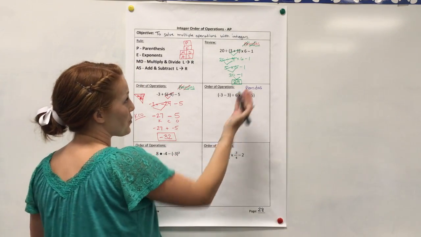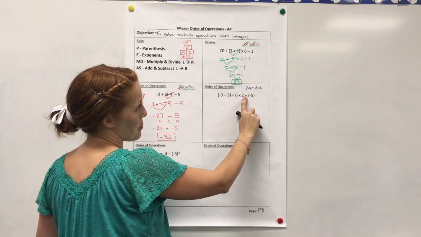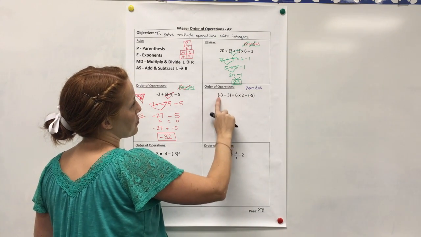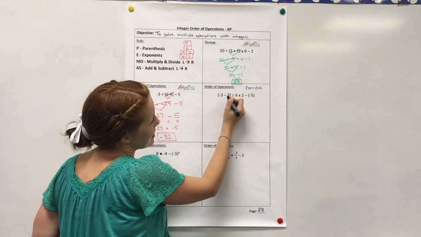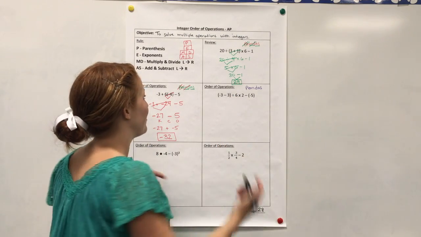So I start off with parentheses. This doesn't count as parentheses either. This is just helping separate the minus from the negative sign. So really, this is my only parentheses. And inside the parentheses, I see subtraction. So I have to also do KCO.